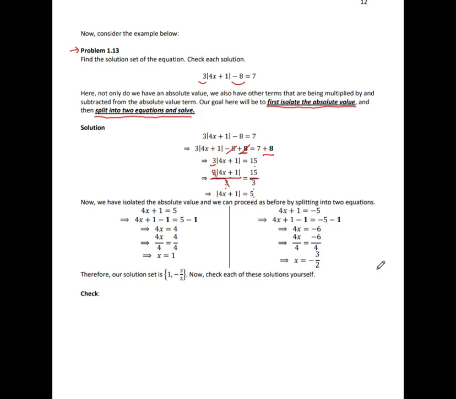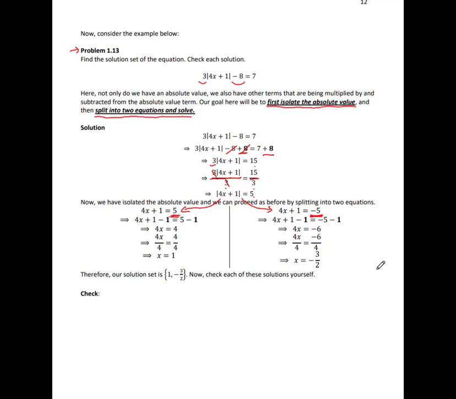So what we can do now is split into 2 equations. This will be the first equation, and this is the second equation. The first one is 4x plus 1 equals 5, and the second one is 4x plus 1 equals negative 5. So this is the difference. This is negative 5, and this is the positive 5. That's the only difference. And now we need to solve each one of them separately.